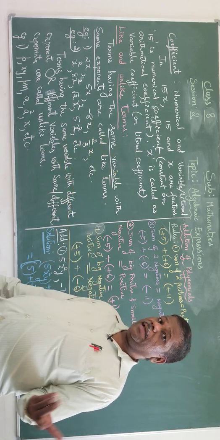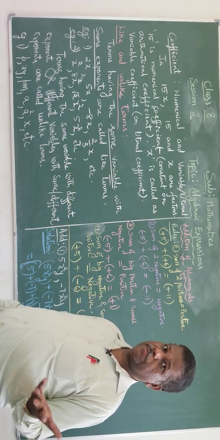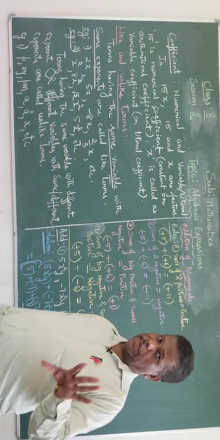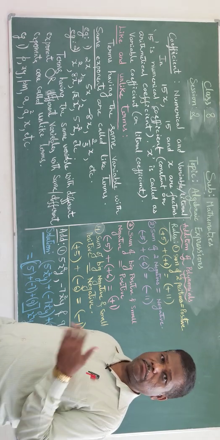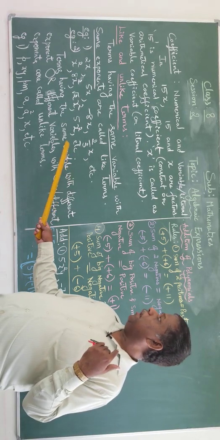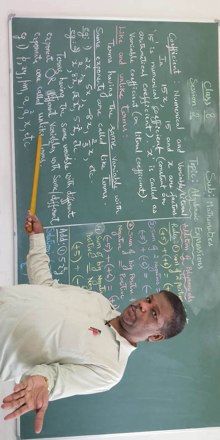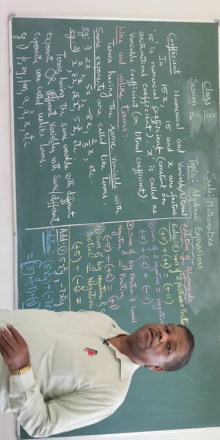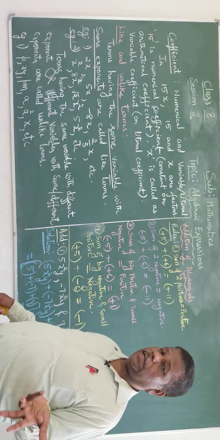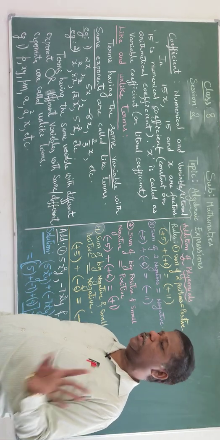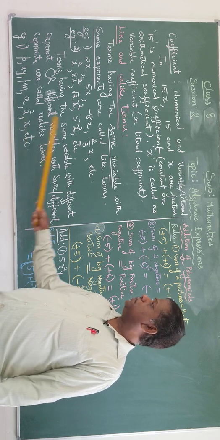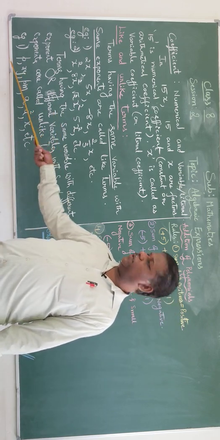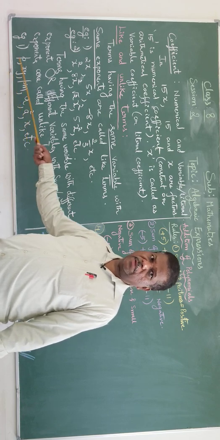Now coming to the unlike terms part, it's the opposite of it, right? Naturally, terms having the same variable but a different power are unlike terms. Having different variables but the same power, they are unlike terms. Having different variables and different powers, naturally they are unlike terms. Look at this example here: p is different from xy. The variables are not the same.